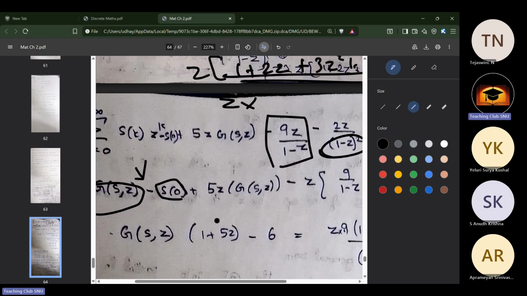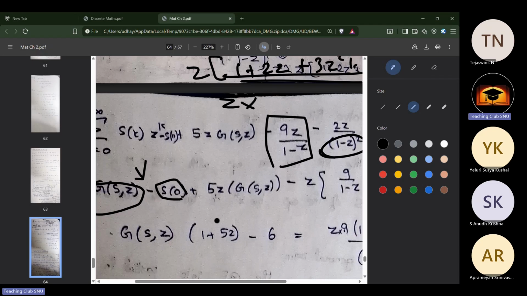The first step is making it in the general form. You take everything to the left hand side. Next, multiply it by z power n. I multiplied everything by z power n, and I have taken the summation from n equals 0 to infinity because that is how it is defined. Now, I evaluate each term.